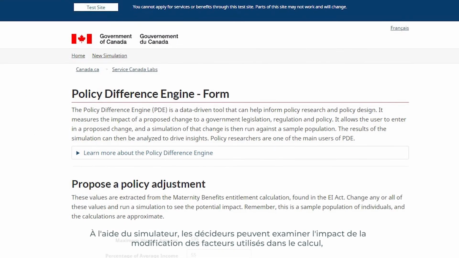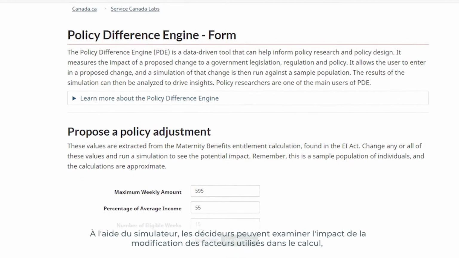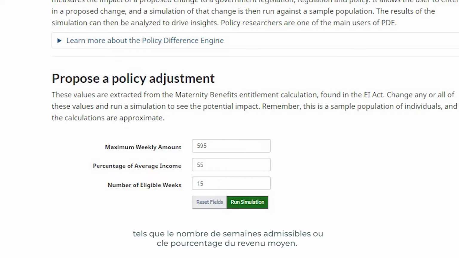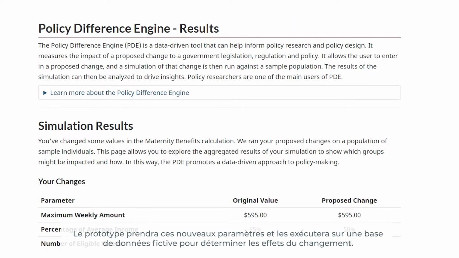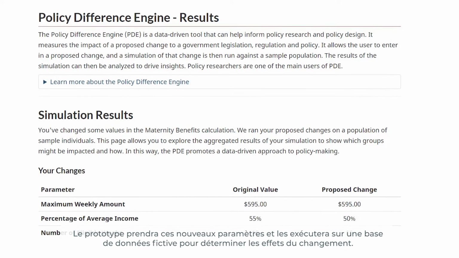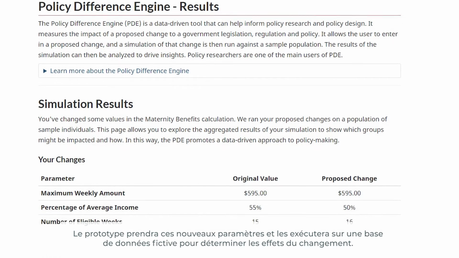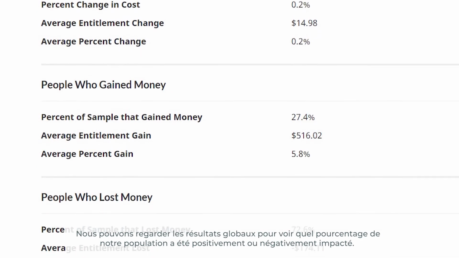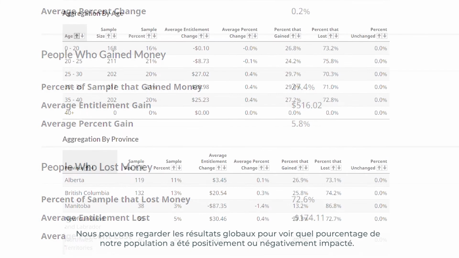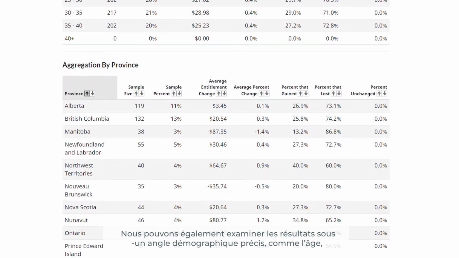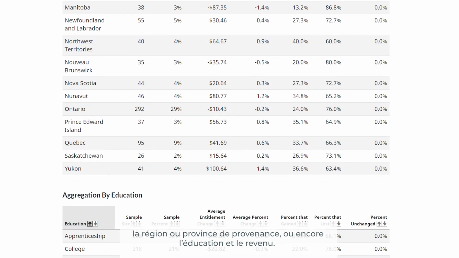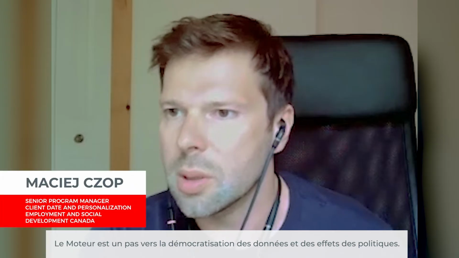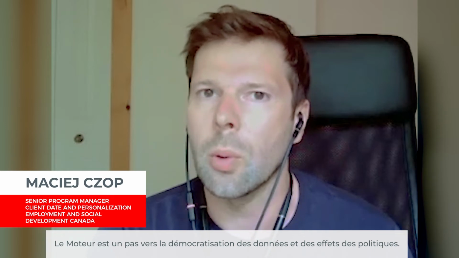Using the Policy Difference Engine, policymakers can examine the impact of changing the factors used in the calculation, such as the number of eligible weeks or percentage of average income. The prototype will take these new parameters and run them against a mock database to determine the effect of the change. We can look at the overall results to see what percentage of our population was positively or negatively impacted. We can also examine the results from a specific demographic lens, such as age, cohort, region, or province, as well as education and income.